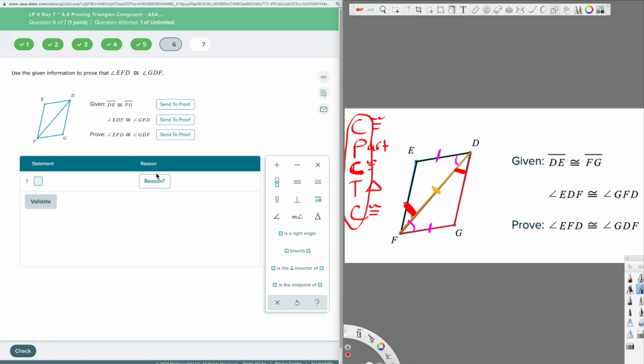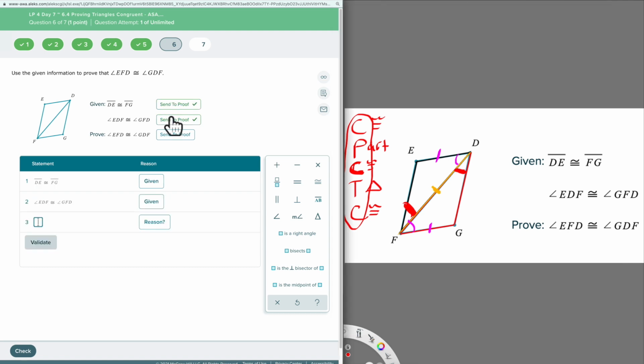So we have our plan of attack. We're going to go ahead and start filling this guy in. So I'm just going to send both of these guys to proof. And then I need to talk about this shared side. So segment DF. Oh, why didn't it do it? Segment DF is congruent to segment DF. And that's by reflexive. Anytime it's shared, it's the reflexive property.